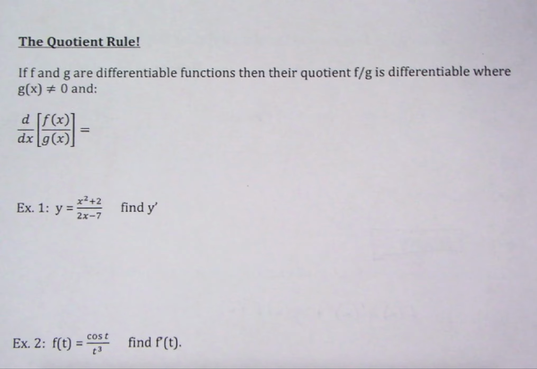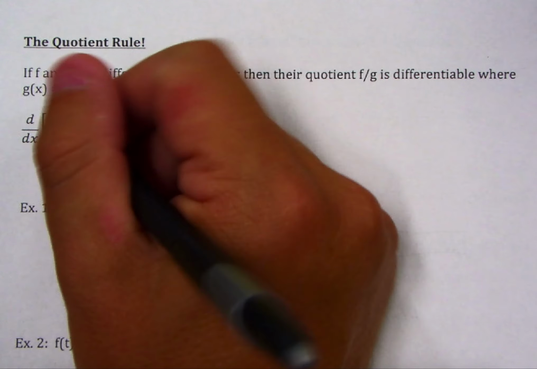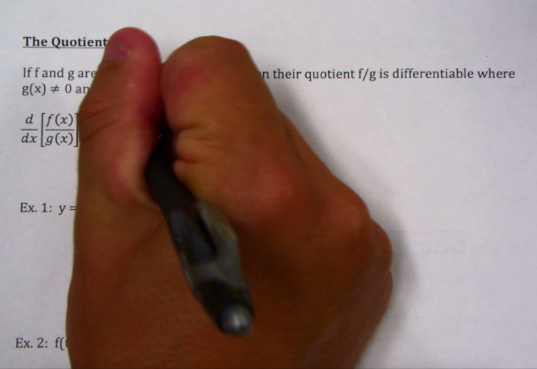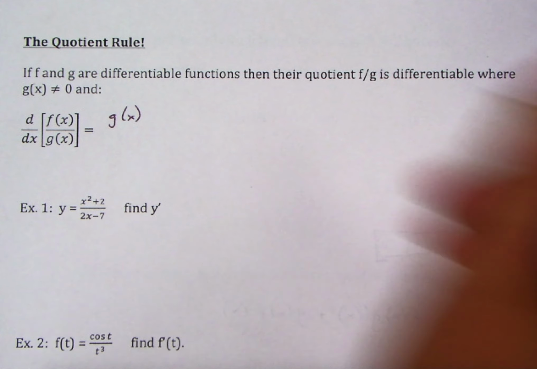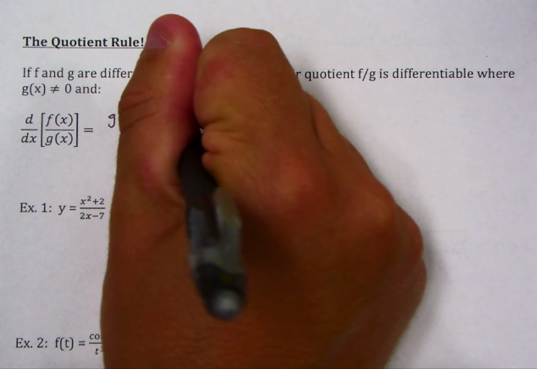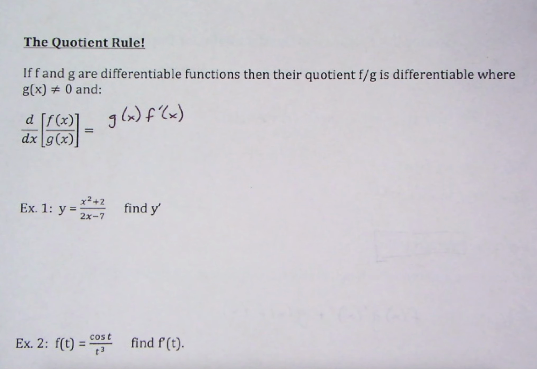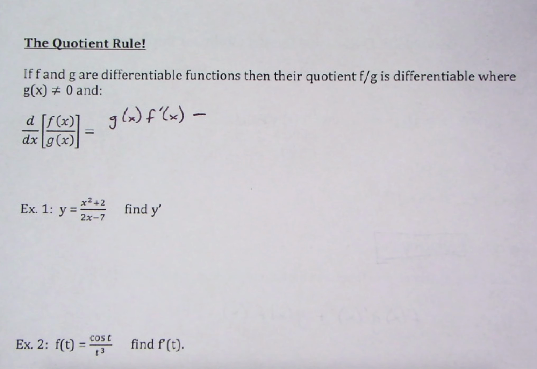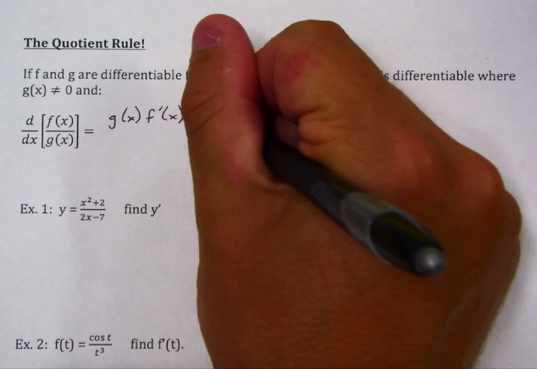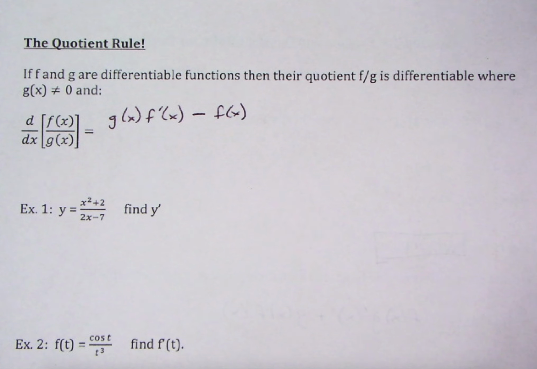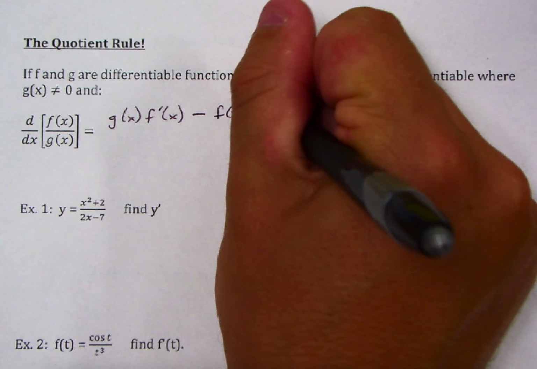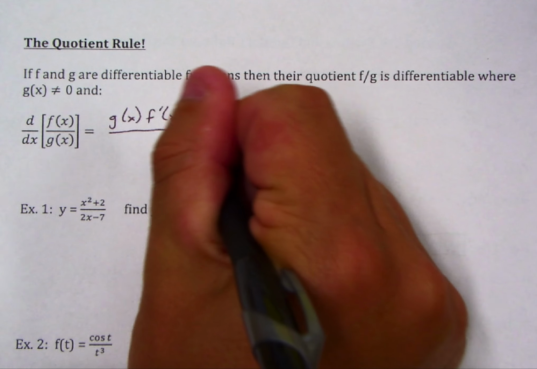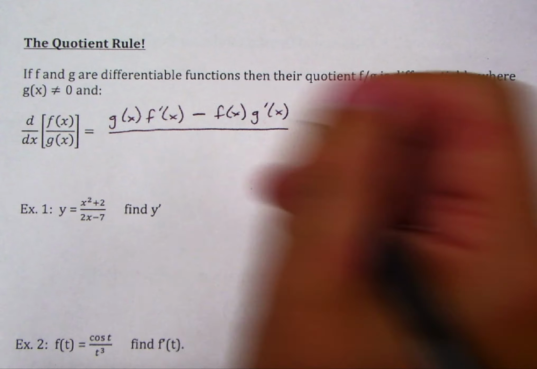Instead, here is our quotient rule. So if we want to take the derivative of a fraction, it's going to be the bottom function times the derivative of the top function. So bottom times derivative of the top minus, so minus on this one, the top function times the derivative of the bottom function. And then all divided by whatever the bottom function is squared.